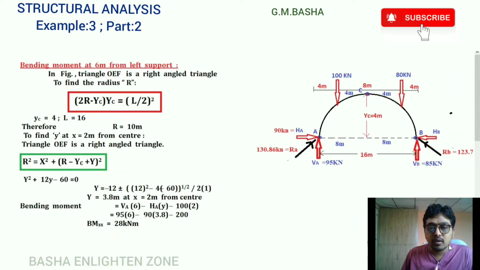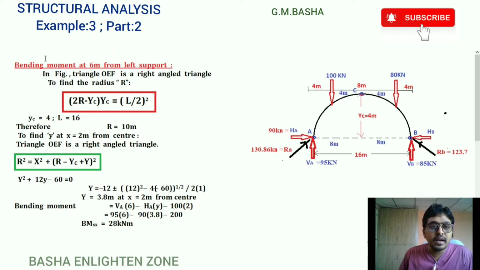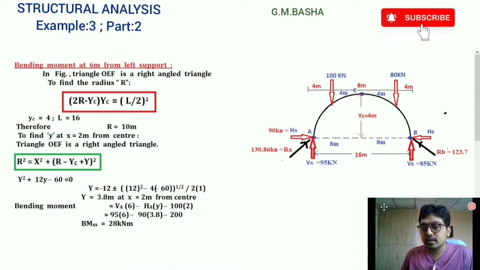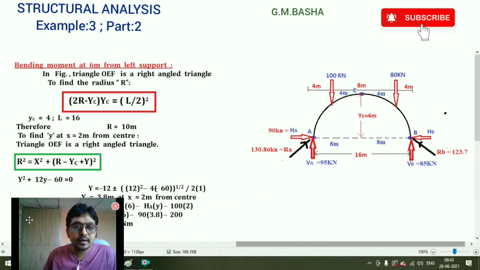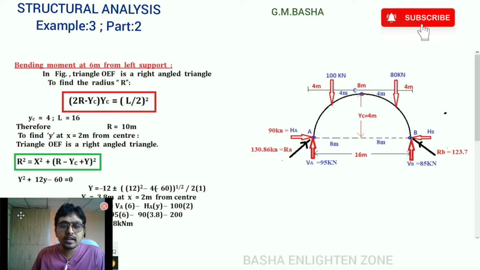See here, what they are asking. First point, bending moment at 6 meters from the left support. Here in this diagram, A is the left support, B is the right support and C is the crown point. They are asking to find the bending moment at 6 meters from the left support. So for that purpose, I am drawing the diagram. Then again I will show you the relation. So I am considering a section.